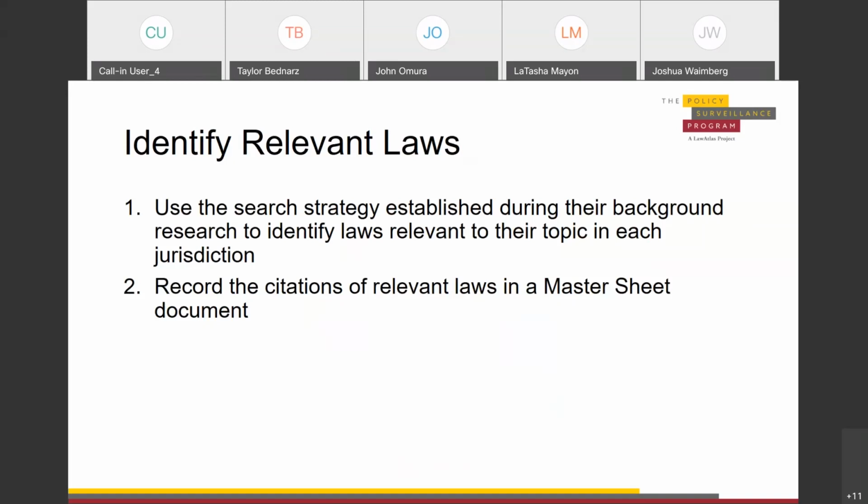We then want to record the citations of relevant laws in a master sheet document. Here are a few tips, again, on search strategies, just so we bring those up again moving forward. Identify keywords by identifying common terms of art relevant to the project's topic in various jurisdictions.